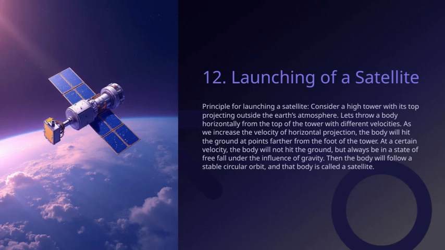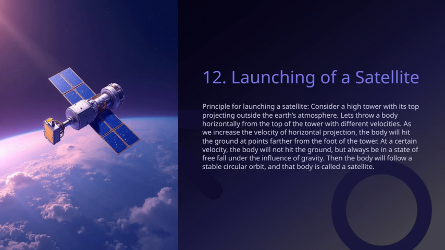Imagine a tall tower, with its top just reaching outside the Earth's atmosphere. Now, if we throw a body horizontally from the top of this tower, what do you think happens? As we increase the initial horizontal velocity, the point where the body hits the ground moves farther away from the base of the tower. So, at low speeds, it falls close by, but with higher speeds, it lands much farther out.